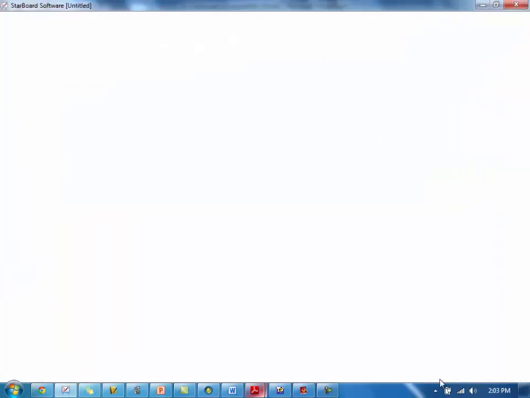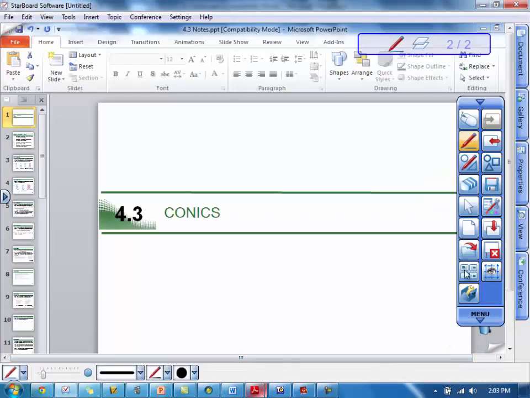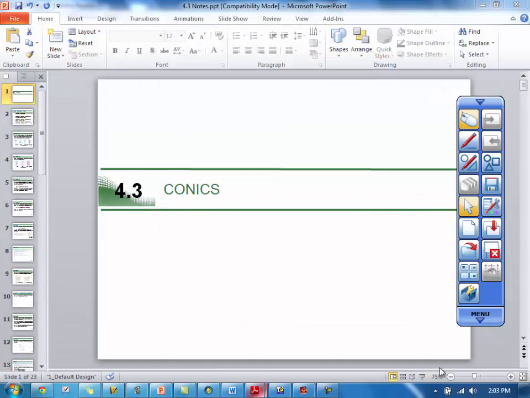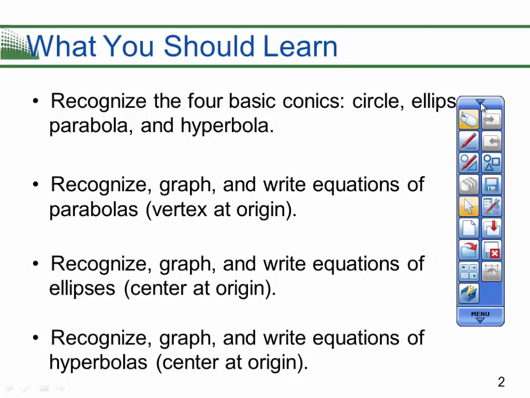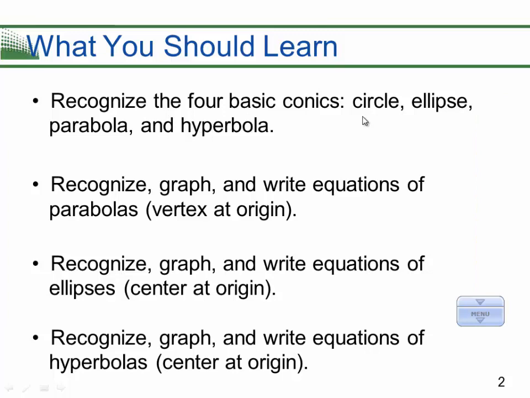Okay, we're going to talk about conic sections now. This is the third section. So, our learning goal: we're going to recognize four basic types: circle, ellipse, parabola, and hyperbola. Hopefully you'll also be able to recognize, graph, and write equations of parabolas with vertex centered at the origin, and of ellipses and hyperbolas.